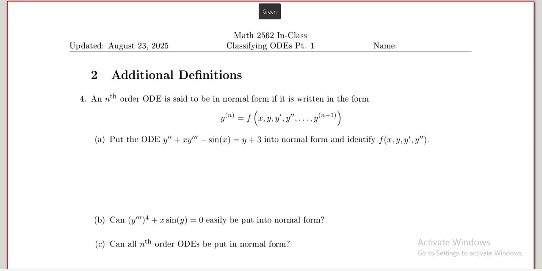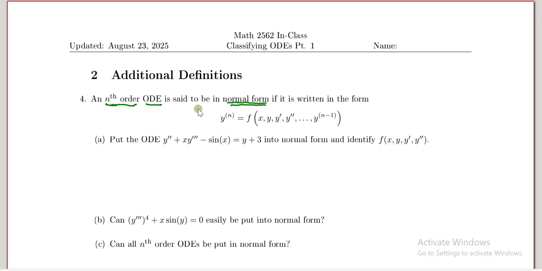The next definition that I want to give is, when is an ODE said to be in normal form? Remember that an ODE is an equation involving y, or a dependent variable, and some of its derivatives up to a certain order, and possibly the independent variable. Sometimes that's x or t. It could be another independent variable. So we're going to say that an nth order ODE is in normal form. What do we mean by normal form?